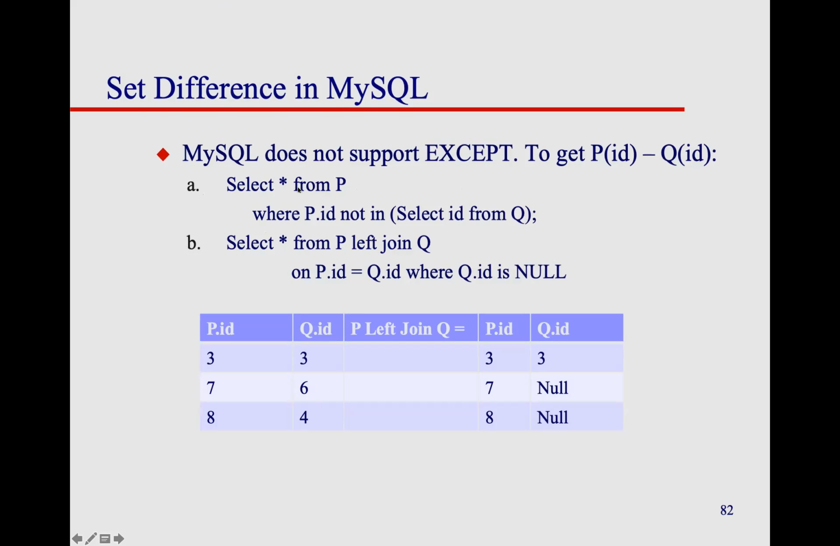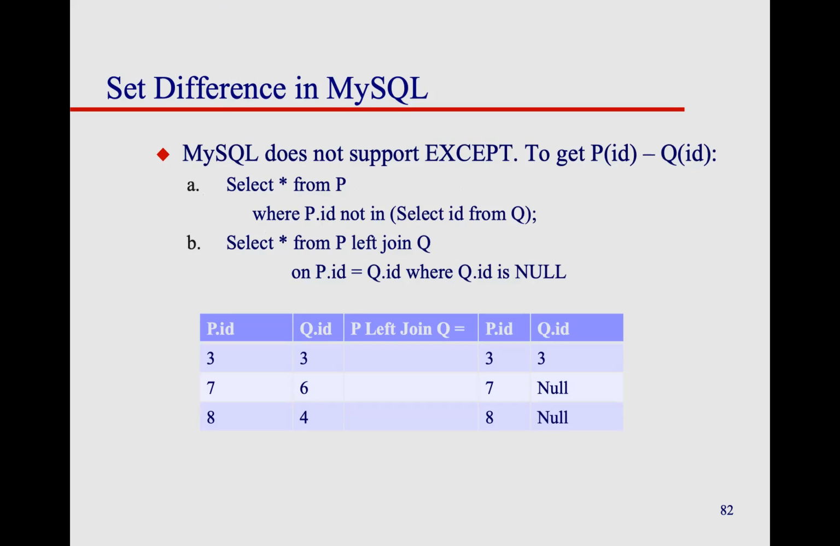The first is actually to use a subquery. So we get to subqueries today, but we select star from P where P.ID is not in, select ID from Q. So if P.ID does not match any ID in Q, then it works.